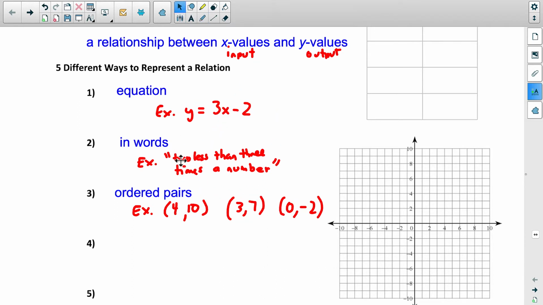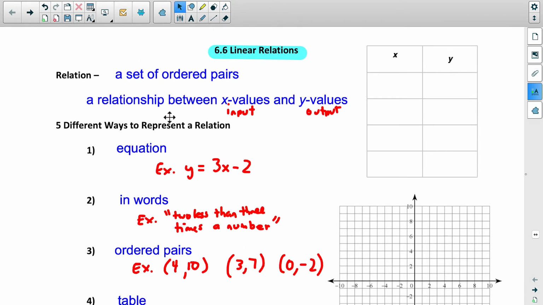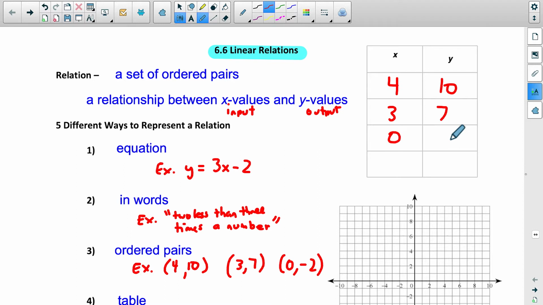All right. A fourth way to represent a relation. A table. Hence the reason I have this table sitting right up there. Now, we could use some of the same things. You see how it says 4, 10? Guess how I'd put that in here. 4 is the x value. It's the first value. It's a 4. And 10 is the y value. There you go. I could put all these in there. 3, 7. 0, negative 2.